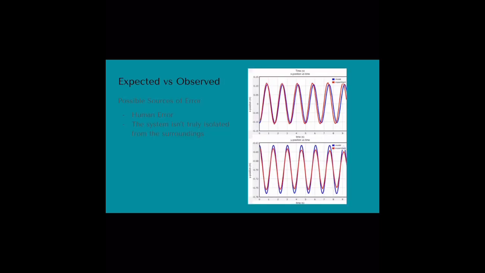Here on the right, we have graphs of the observed versus predicted x and y positions. The more time goes on, the more the observed differs from the expected values. This difference could be caused by human error, as I had to pick by hand what looked like the center at each time frame, as well as the fact that in reality, the system was not fully isolated, so forces like drag from air resistance were likely acting upon the system.